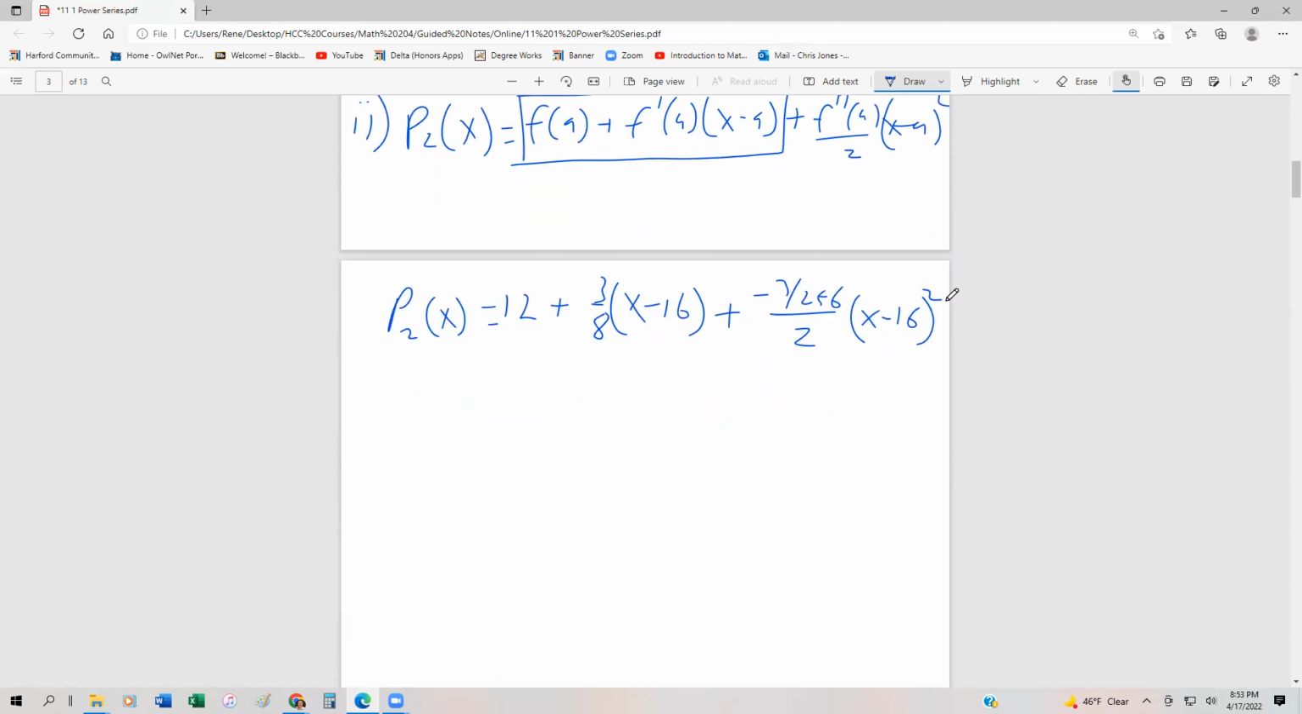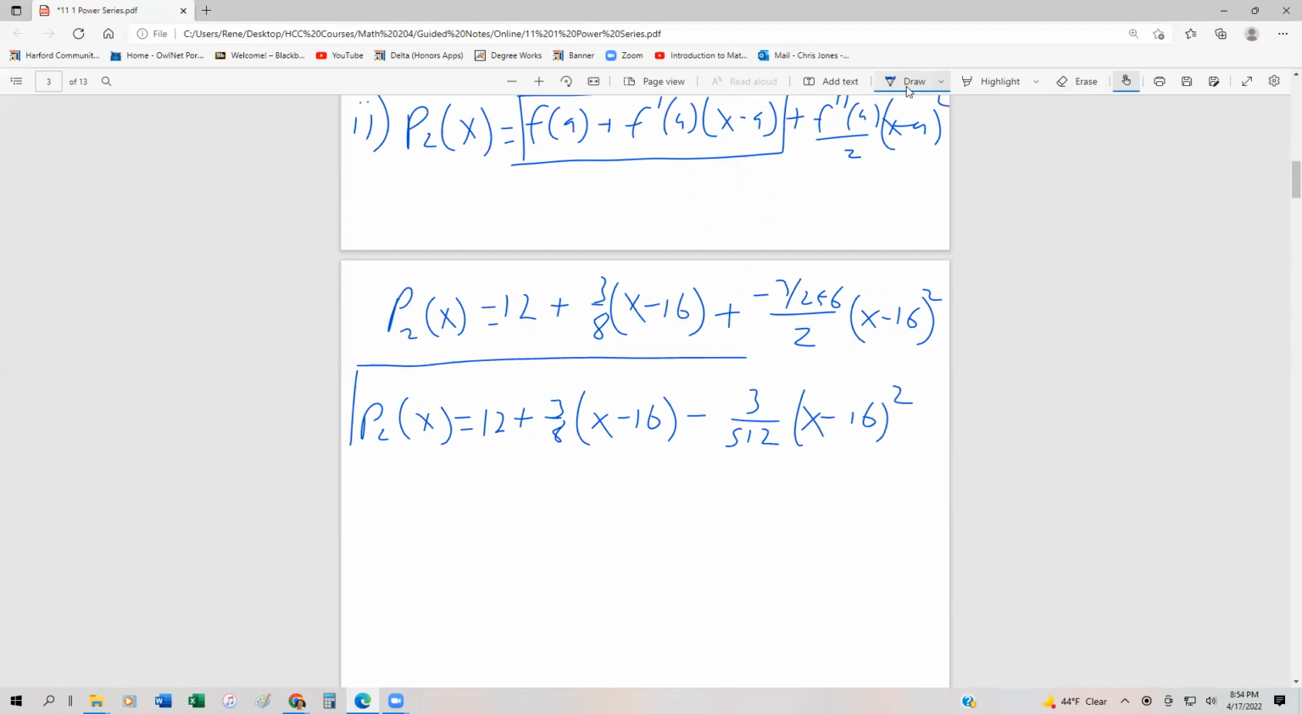And so finally, we could say that P sub 2 of x is going to be 12 plus 3 over 8, x minus 16, minus 3 over 256 times 2 is going to be 512, and then x minus 16 squared.